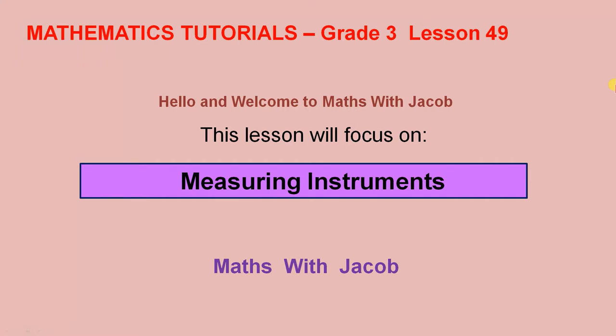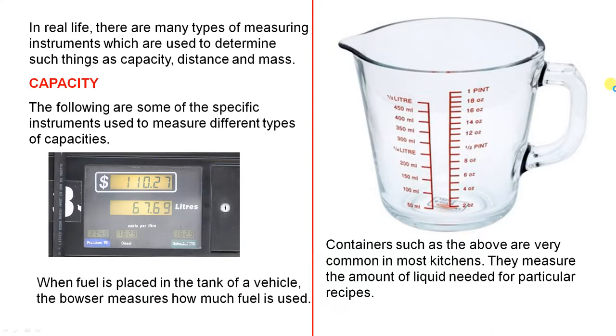This lesson will focus on measuring instruments. In real life, there are many types of measuring instruments which are used to determine such things as capacity, distance and mass.